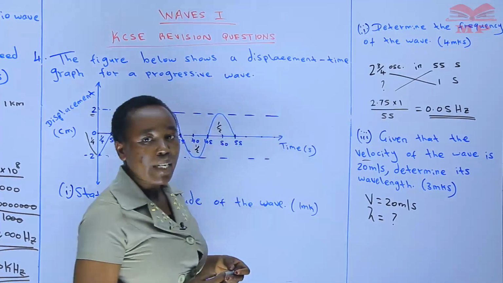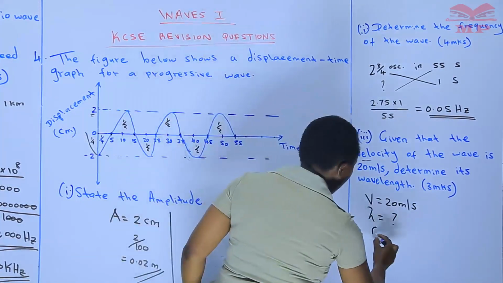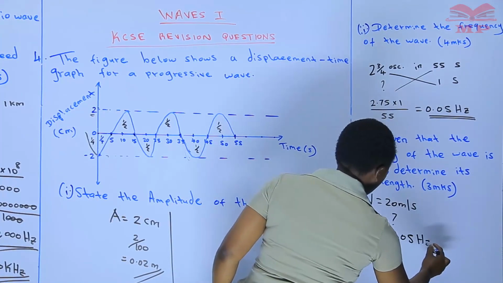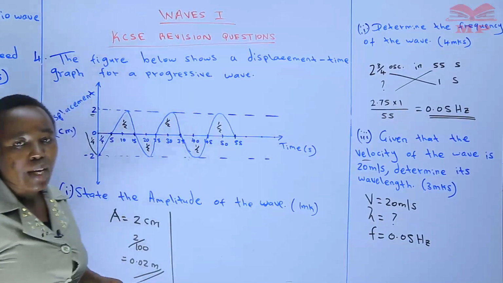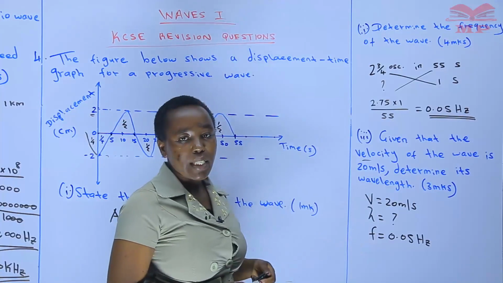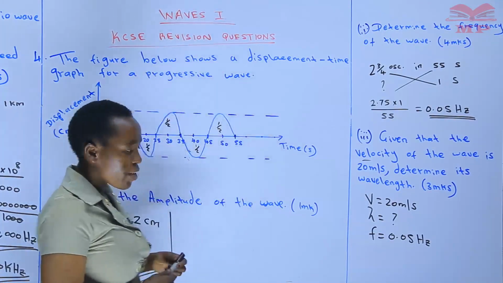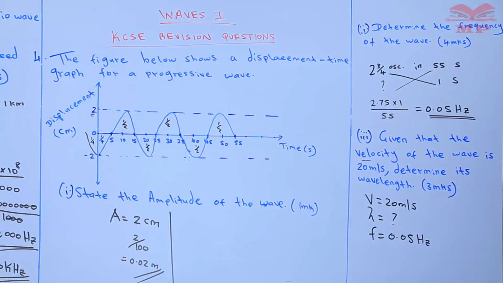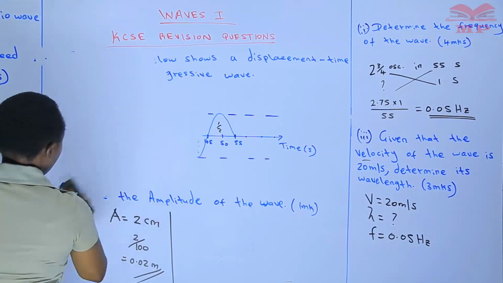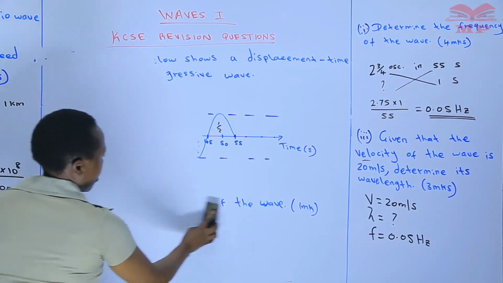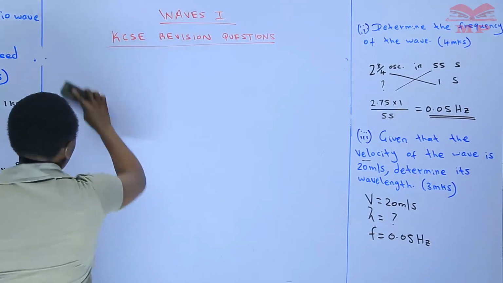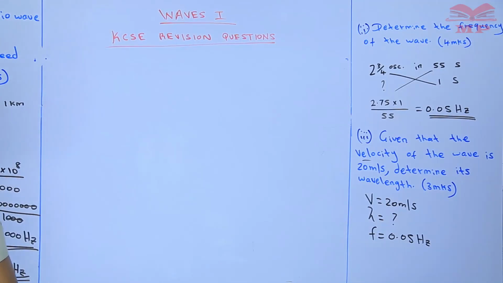And we know that we had calculated the frequency already. So our frequency, we had gotten it as 0.05 hertz. So we want to move ahead and calculate the wavelength. And since we have the speed and we have the frequency, we can apply the wave equation. So we come and apply the wave equation to relate frequency and wavelength.